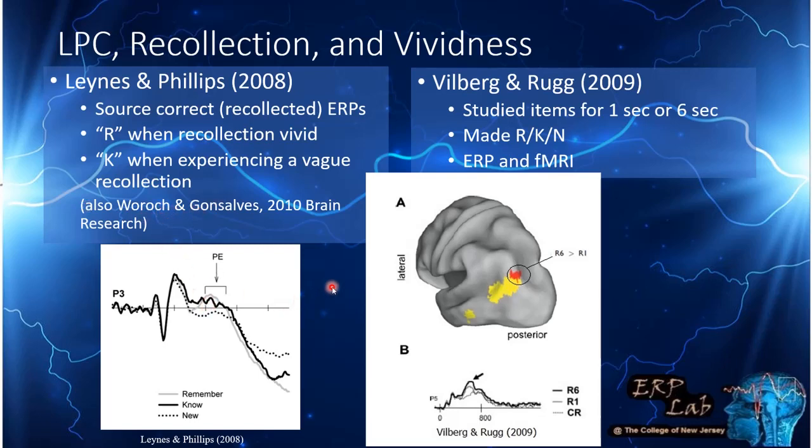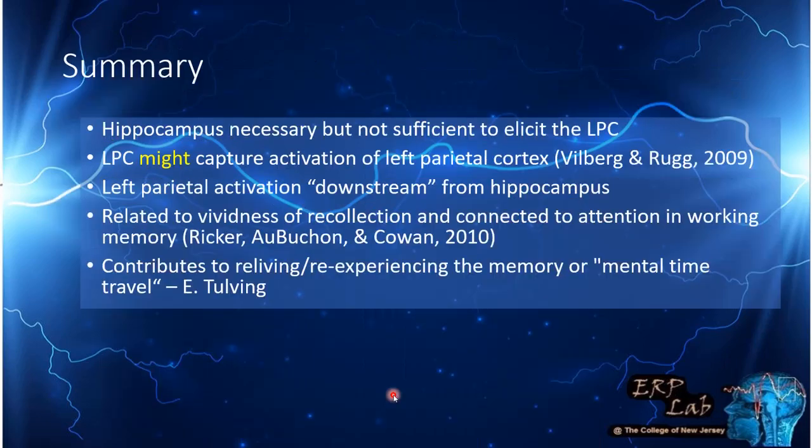Vilberg and Rugg, about the same time, had people study items for 1 second or 6 seconds, and they made R, K, and N judgments, so remember, new judgments, and they did both ERP and, in one study, fMRI. What they found is that if you studied the item longer, you had a greater ERP LPC than if you only studied it for 1 second. The idea being that if you had a longer exposure, you had greater opportunity for recollection. So these studies do link the LPC with vividness.